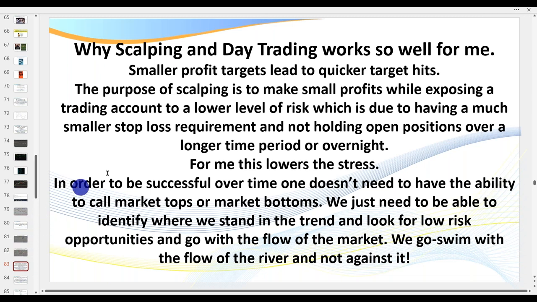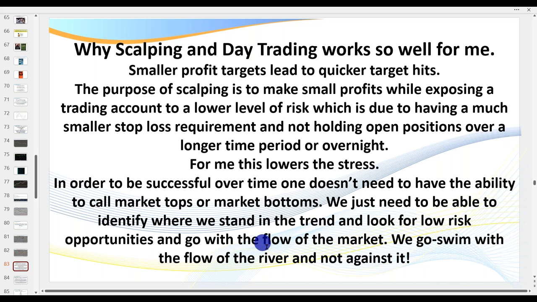So why does scalping and day trading work so well? Smaller profit targets lead to quicker target hits. Now, for me, it's about in and out, in and out. I'm quite happy to pay the commissions. I'm not so worried about the market tops or bottoms. I will, however, be concerned about major divergence, and I'll explain that as we get to the live charts in a moment, because you don't want to jump in front of a steaming train, meaning if you're with the trend, and it's flying. But on the other hand, you don't want to jump in front of major divergence.